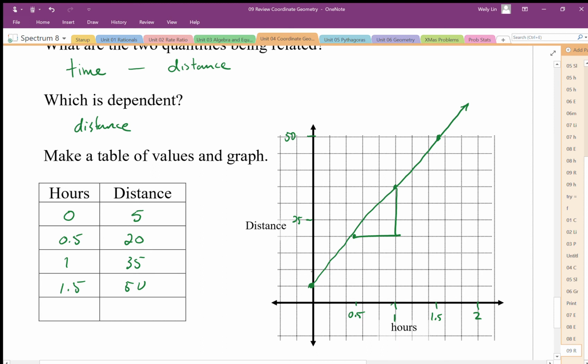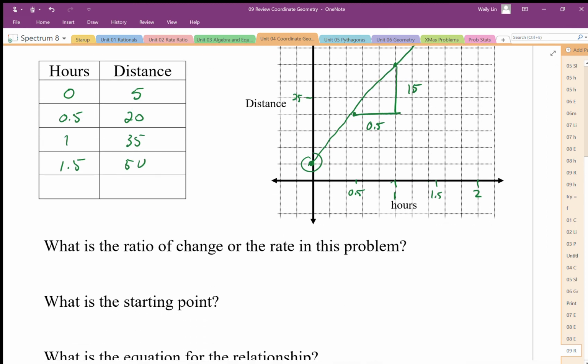and a starting point. Okay, if I look at the slope ratio, it's 15 kilometers every half an hour, or 30 kilometers an hour. So the ratio of change is going to be 30 kilometers to 1 hour, which is our rate. So it's going to be the slope, which is 30 kilometers per hour.